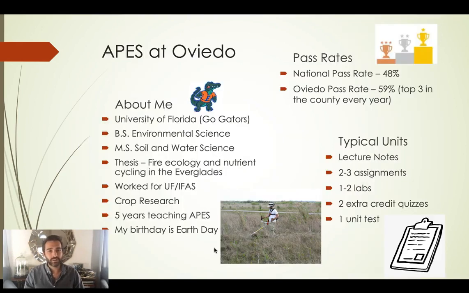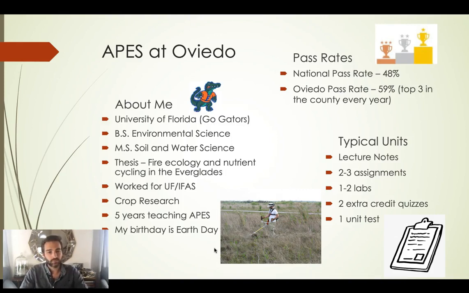So AP Environmental Science, or APES, at Oviedo. I guess just a little bit about myself so that you know a little bit about me. I went to the University of Florida. I got my bachelor's in environmental science and my master's in soil and water science. I really enjoy just talking about this stuff, so it works out well. They pay me to do it. I worked down in the Everglades. If you've never been there, it's a really cool ecosystem. Definitely go. I worked with fire ecology and nutrient cycling down there.